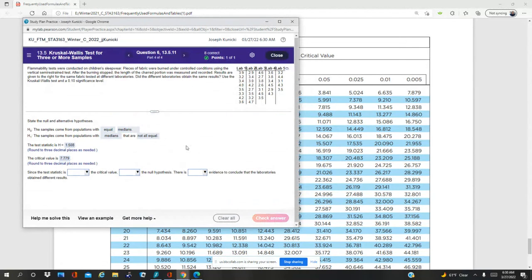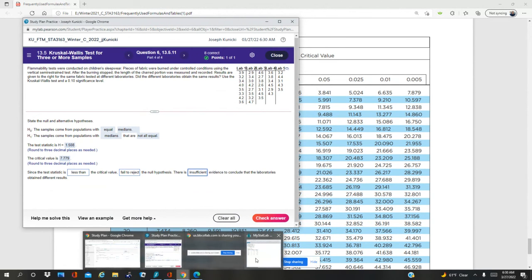Okay. So since we're to the left of the critical value, if our H statistic were greater than that, then we would reject. But since we're less, we fail to reject. There's not enough evidence to conclude that they have different results.